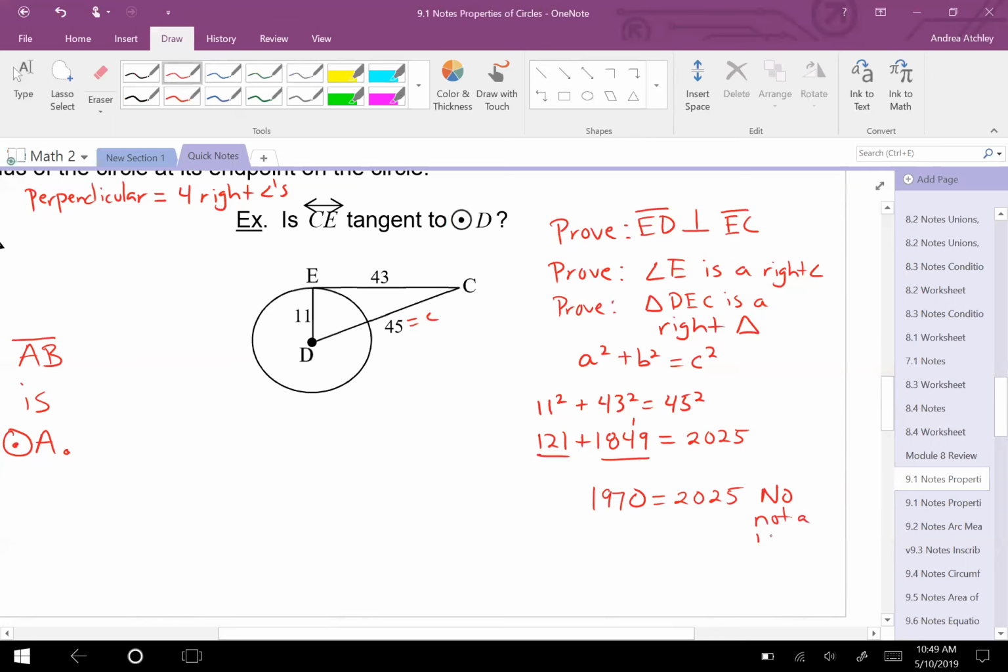Not a right triangle. Okay, that then means that line CE is not tangent to circle D. Any questions over that? Okay, if they were equal, then that would prove that they are tangent to each other or tangent to the circle.